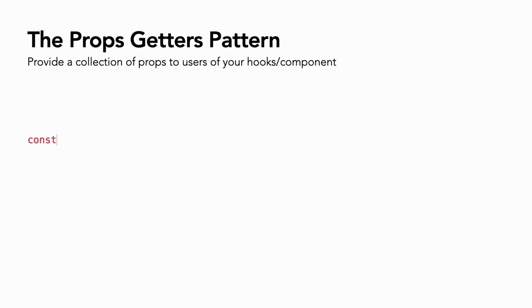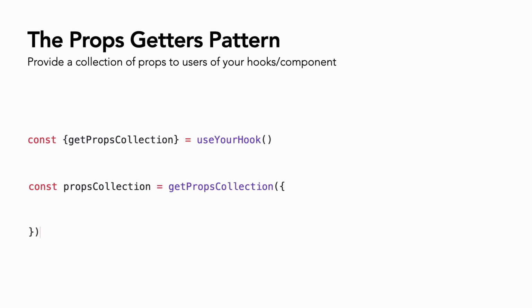Now, here's an example. If you build a hook, say useYourHook, and then that hook gets invoked, what you can do is go ahead and return a function that returns a collection of props. In this case, the props collection could be just an object of key value pairs that point to specific properties that could be passed into some elements by the user. Here's an example. So in this case, the user could go ahead and just invoke the function that you return from your hook, getPropsCollection. That gets invoked, and because it's a function, the user as well could go ahead and override whatever you've got in there.